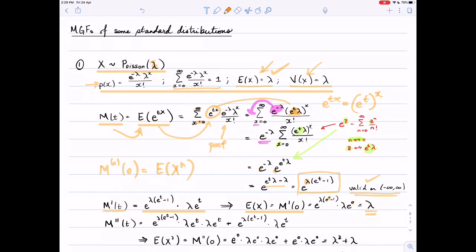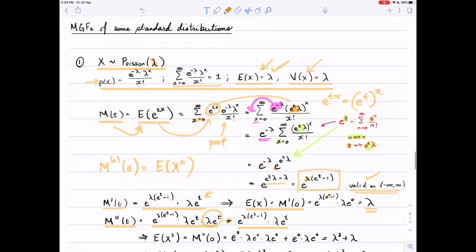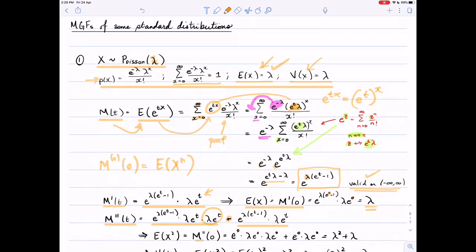The second derivative, M double prime of t, needs a product rule. So I have to do a sum of the derivative of the first times the second, which is the same derivative that we had up here times the second, plus the first times the derivative of the second. Well, the derivative of the second stays the same. So there is your second derivative here. Now I can simplify that, but I'm not going to, because all I want to do is plug in t equals 0 anyway. So if I plug in 0 for everything here, I end up getting lambda squared plus lambda.